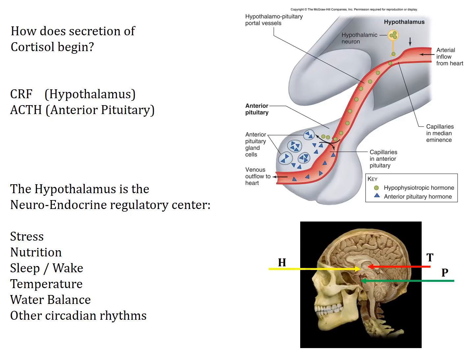Once again, here is that hypothalamic pituitary axis. Remember, CRF coming out of the hypothalamus to the anterior pituitary, ACTH coming out of the anterior pituitary, and then going to the adrenal cortex to stimulate the release of cortisol.